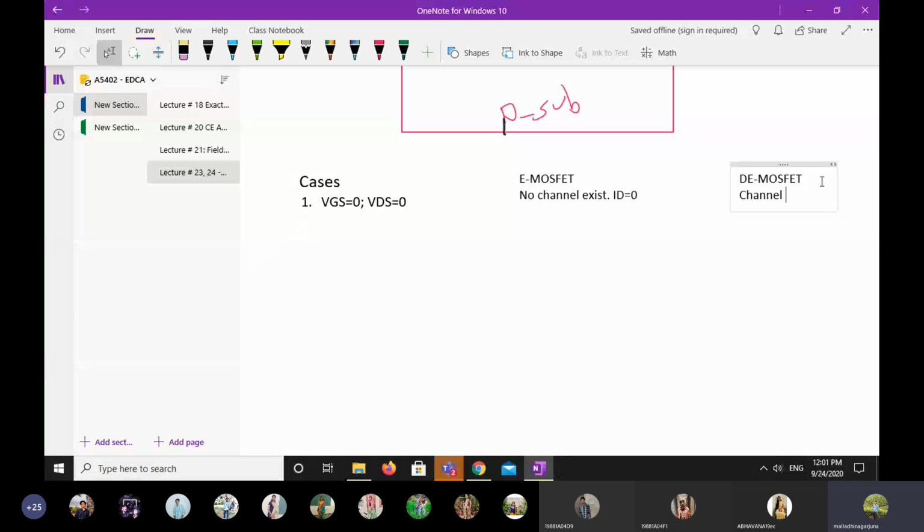In the enhancement MOSFET, the channel depends on the type of voltage you apply. Why? Because there is no ready-made channel in the MOSFET, so manually we have to create it. So the channel depends on whether you are applying a positive or negative gate voltage. But in the DE MOSFET, the channel is already available, so it doesn't depend on any other parameters. The channel always exists.